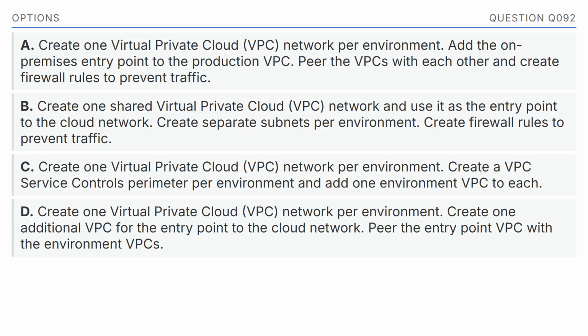Option C, create one virtual private cloud, VPC, network per environment. Create a VPC Service Controls perimeter per environment and add one environment VPC to each. Option D, create one virtual private cloud, VPC, network per environment. Create one additional VPC for the entry point to the cloud network. Peer the entry point VPC with the environment VPCs.